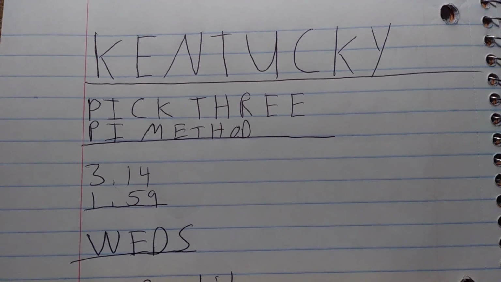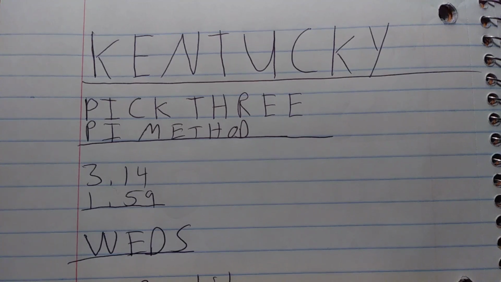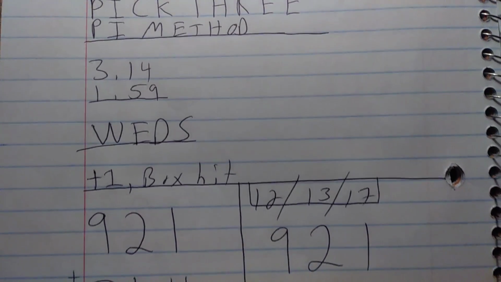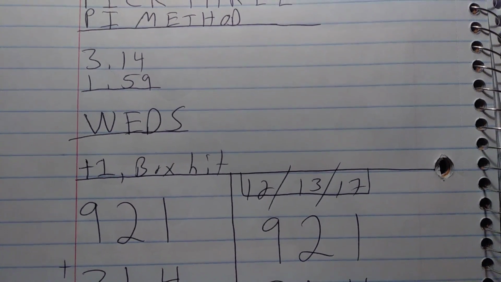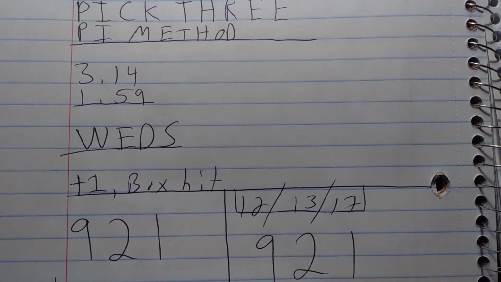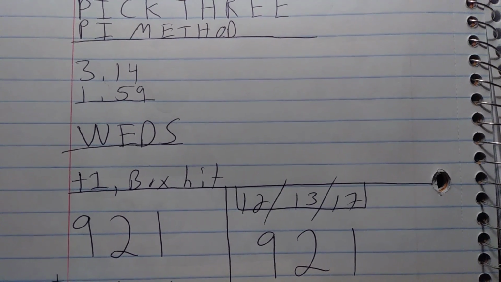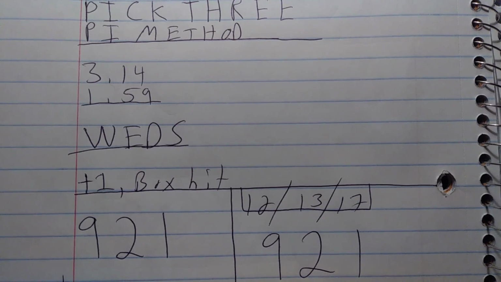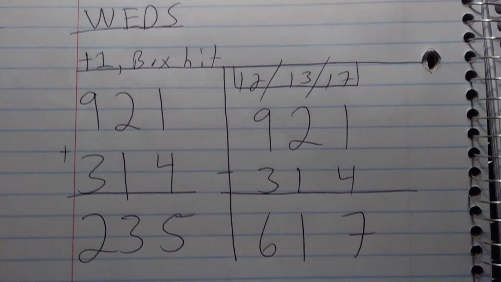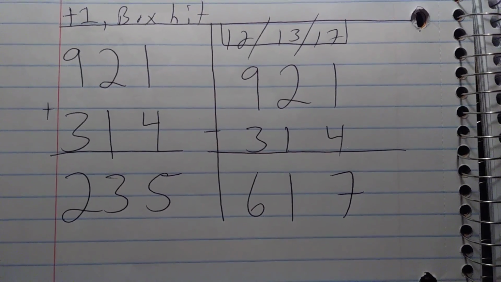For Kentucky, it seems like you guys like Wednesdays, and Kentucky likes box hits and +1. One more thing with that is that I also like to go back about a month to test this theory out. On December 13th, you had 921.